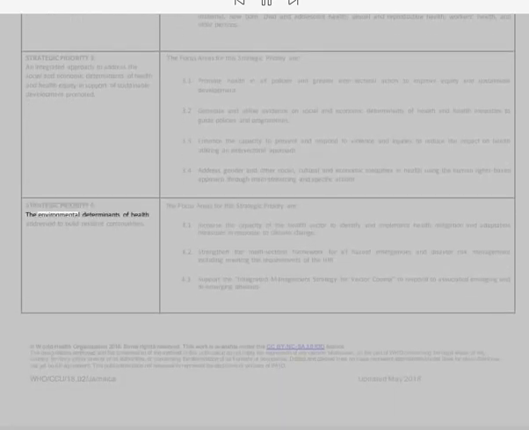Strategic Priority 4: the environmental determinants of health addressed to build resilient communities. The focus areas for this strategic priority are: 4.1 Increase the capacity of the health sector to identify and implement health mitigation and adaptation measures in response to climate change. 4.2 Strengthen the multisectoral framework for all hazard emergencies and disaster risk management, including meeting the requirements of the IHR. 4.3 Support the integrated management strategy for vector control to respond to associated emerging and re-emerging diseases. Please note that the third generation CCS 2014 to 2018 is being finalized.